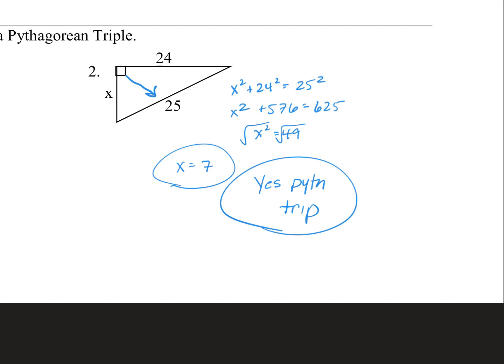I'm also going to make it bonus if you can simplify the radicals. So as long as you're able to get to a decimal and determine if it's a Pythagorean triple or not, you've done the assignment. If you can simplify the radical, that's going to be bonus for your assignment.